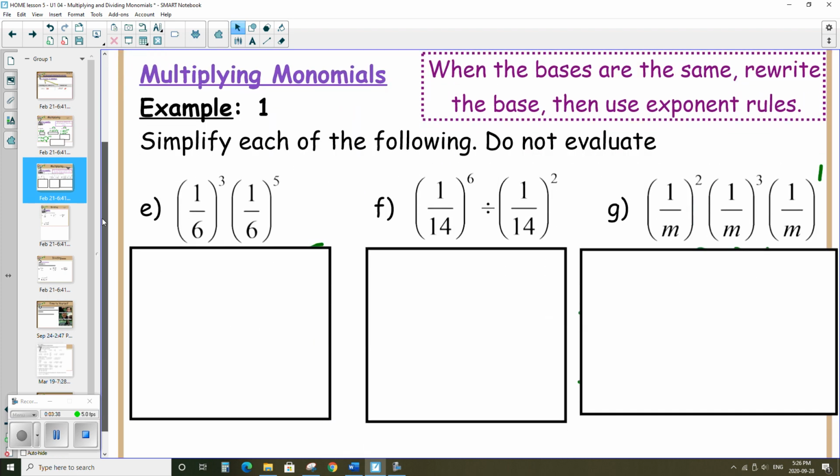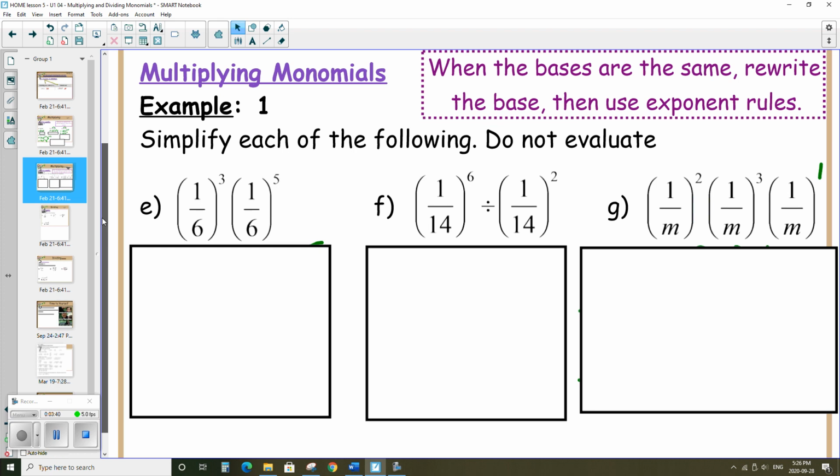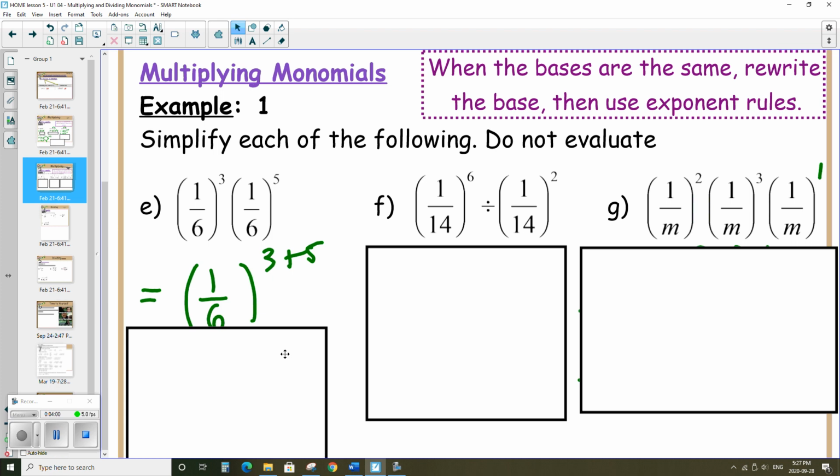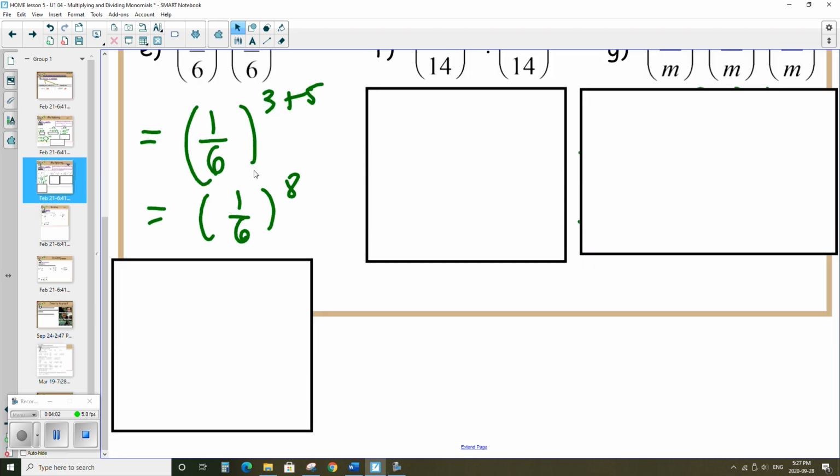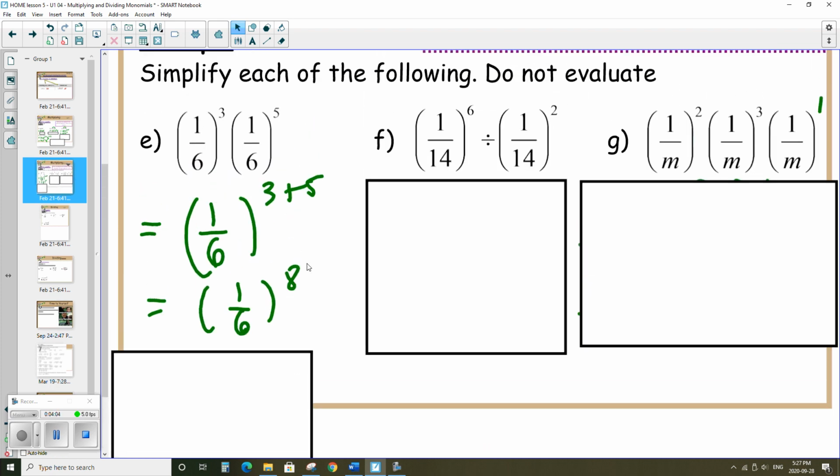Question E, simplify each of the following, do not evaluate. These examples here have numbers for their bases. So remember the product rule works the same. It doesn't matter what the base is as long as they're the same. You're just going to rewrite the base, so 1/6, and then we're going to add the exponents. 3 plus 5 is 8. And then you just leave it like that because it says do not evaluate.